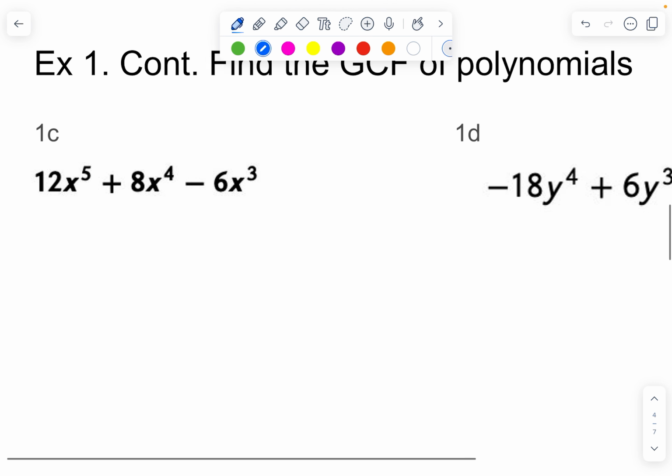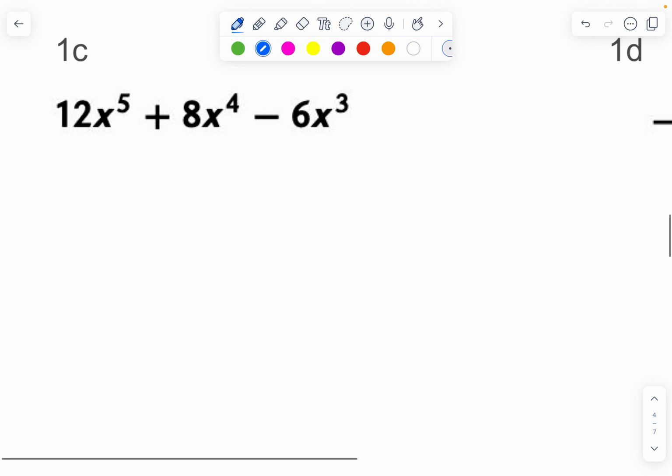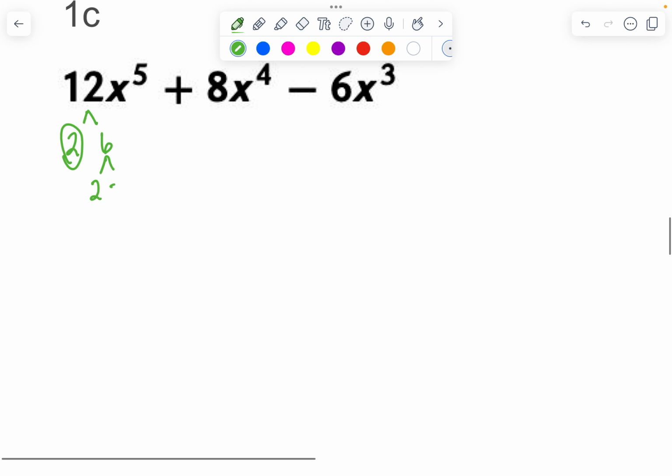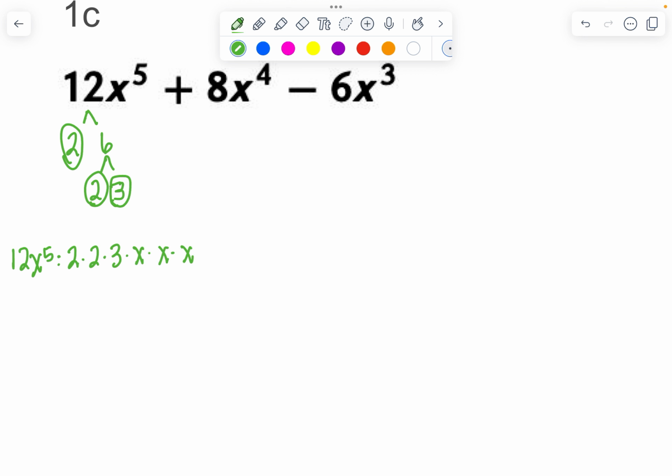Let's do some more here. Looks like we have some trinomials. We'll start with 12x to the 5th. I know I can divide 12 by 2. It's 2 times 6. 2 is prime. 6 can be broken down into 2 times 3. So 12x to the 5th then, 2 times 2 times 3. And then we have 5 x's.